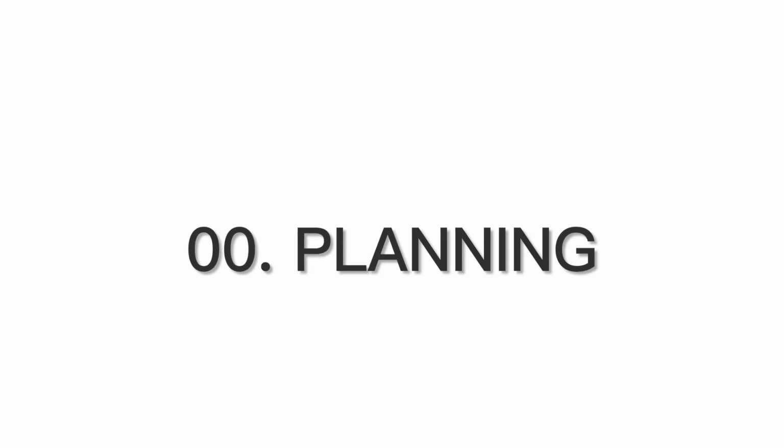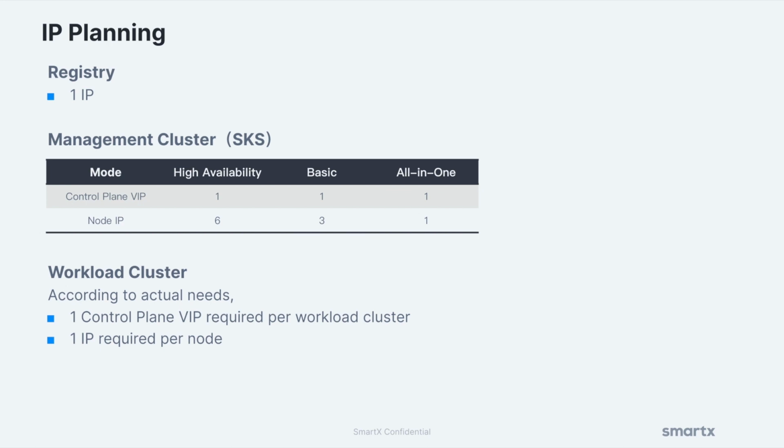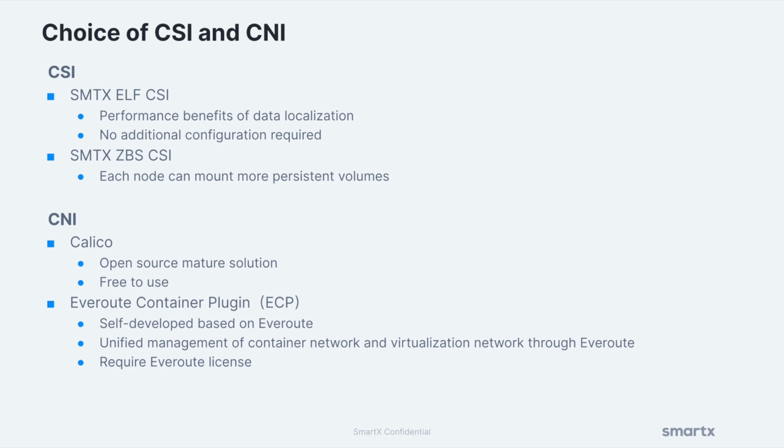Planning is required before using SKS. First, IP planning. The following objects need to be configured for IP in SKS: image registry, management cluster, and workload cluster. Before use, you need to calculate the required number of IPs according to actual needs and reserve them in advance. Then choose CSI and CNI.